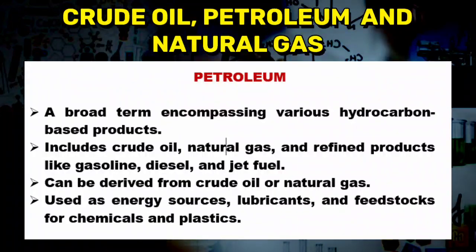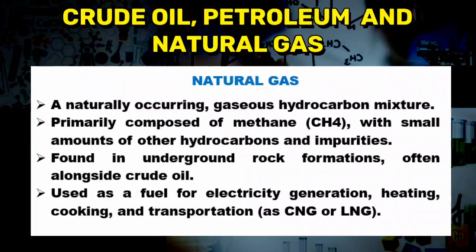Petroleum is a broader term encompassing various hydrocarbon-based products. Petroleum is derived from crude oil, so it includes crude oil, natural gas, and refined products like gasoline, diesel, and jet fuel. Petroleum can be derived from crude oil or natural gas, and it is used as energy sources, lubricants, and feedstocks for some chemicals and the making of plastics.